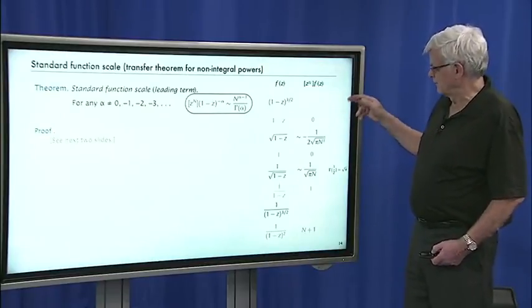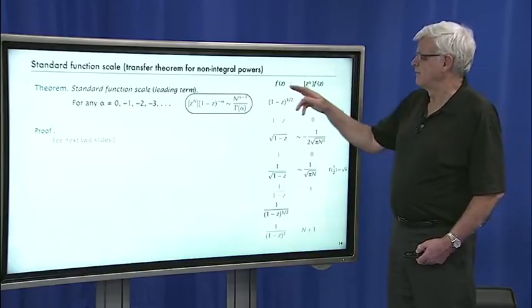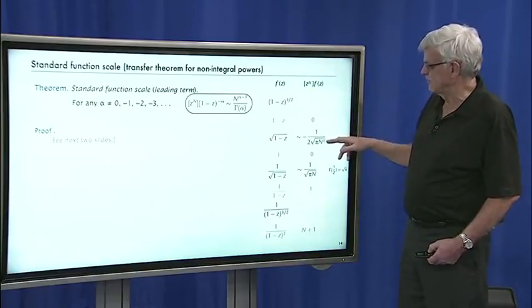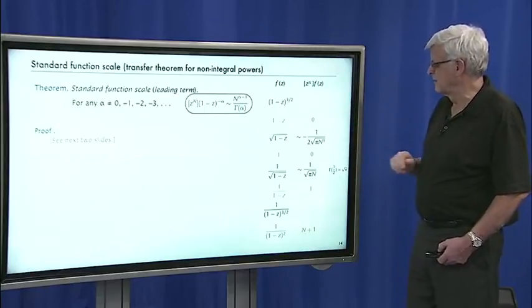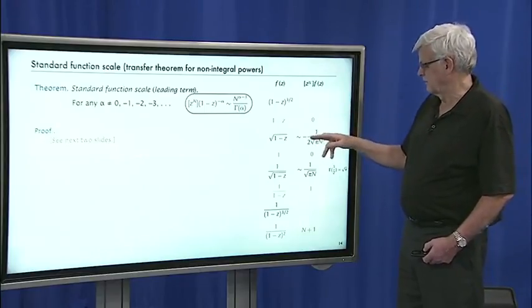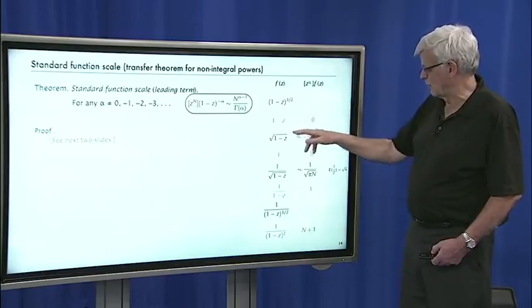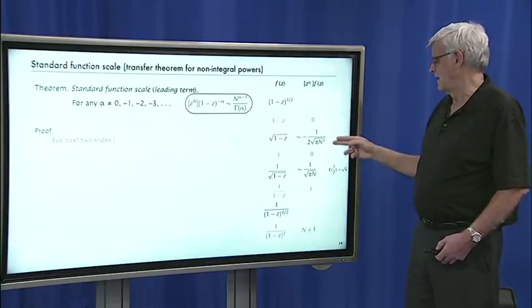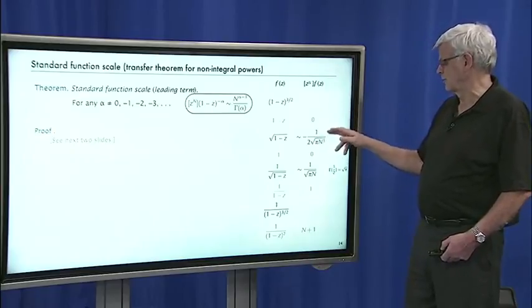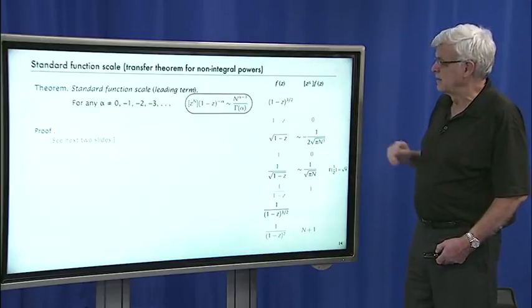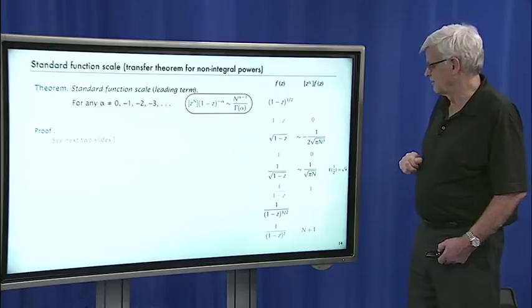Now if we take alpha equals minus 1/2, then we get n to the minus 3/2, and then we now have gamma of minus 1/2, which is an extra factor of 2. So the coefficient of z to the n in square root of 1 minus z is asymptotic to minus 1 over 2 square root of pi n cubed. That's what the formula tells us.